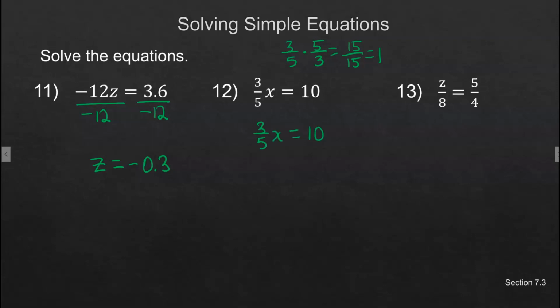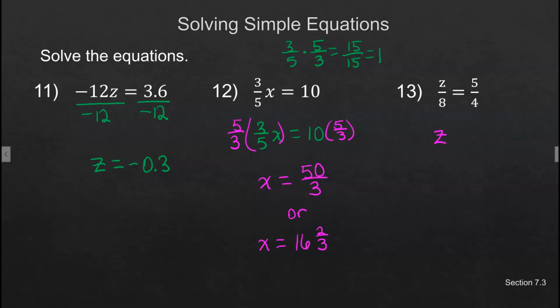I'm going to multiply then by 5/3. And you can use your calculator to multiply that if you want to. So that is 50 over 3, or we can write that as a mixed number. That would be 16 2/3. All right, finished with that one.